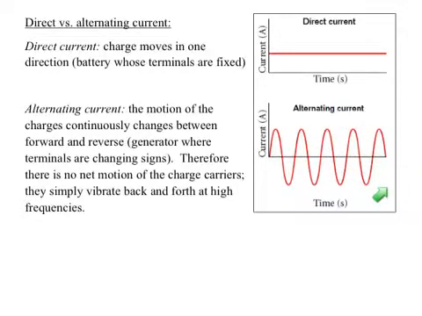So there's really no net motion of the charge carriers. They're kind of staying still, but they're just going back and forth, vibrating at really high frequencies. Now, if the vibrations were slow enough, somebody would actually notice this, for example in the flickering of lights or other appliances. The frequency of alternating current in the US is 60 hertz, and this is a good frequency because we don't really see that flickering.